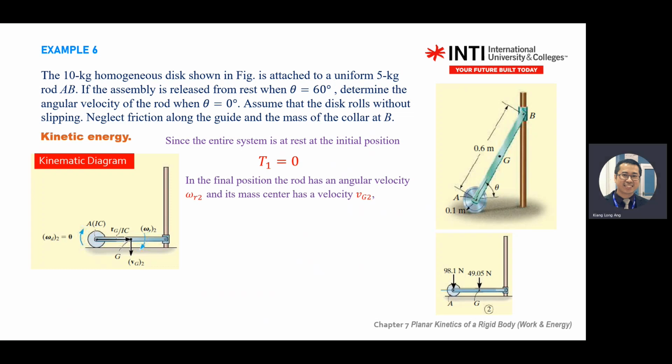So for the final position, again, we use the IC method. The velocity of the center of mass will point down because the rod goes down, right? And because this one rotates in a circular motion, your velocity is always tangent to the curve. So that's why you can draw 90 degree here. Then this is radius. You take V equal to omega R, so you can find the omega.